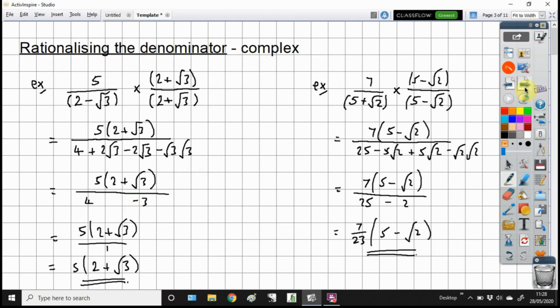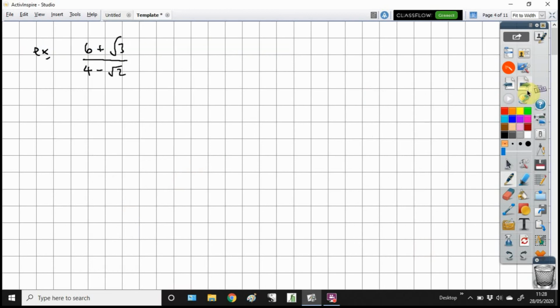We'll try one more. Now in this one, you can see that the numerator is a little bit more complicated. Remember that the numerator and denominator are both technically inside brackets, and give this one a go yourself just now before I go through it. Pause the video.